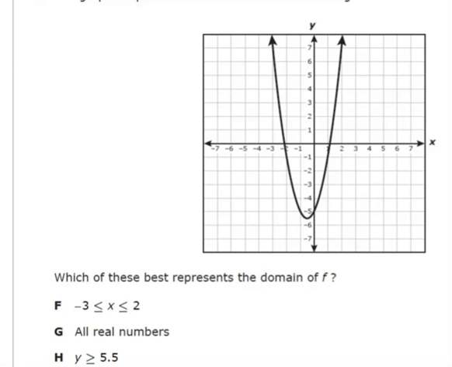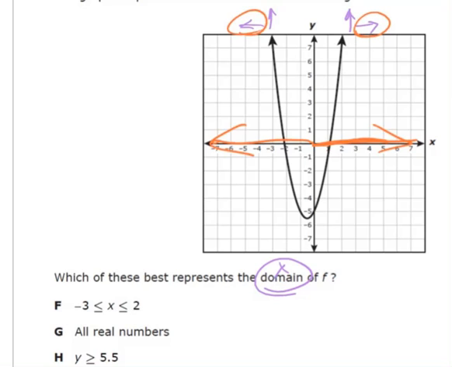It asks us about the domain. We know that that is our x. This graph is going up and to the right, this arrow, and this arrow on the other side is going up and to the left. About domain, which is going left and right, we see that we're using everything in both of these directions. We're using all our x values to the left, all our x values to the right. There's no x value that is not used, so the answer is G, all real numbers.